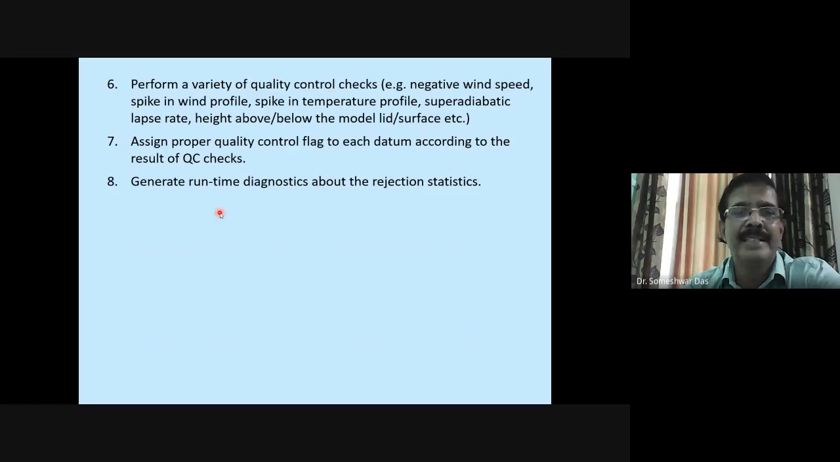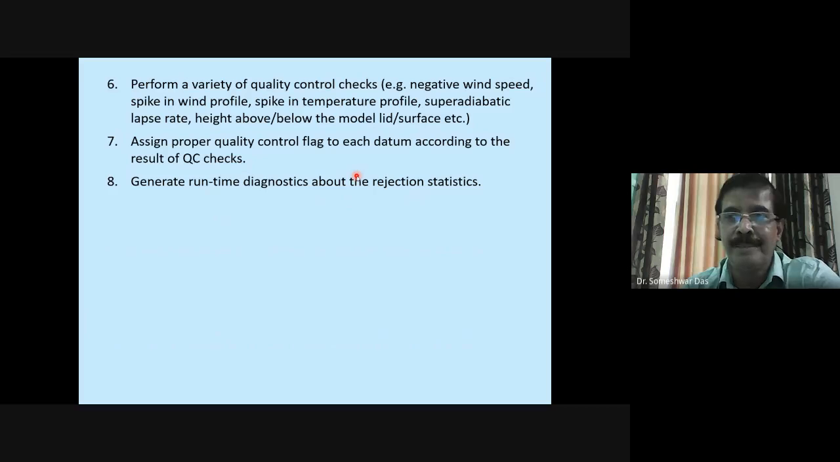Then it generates the runtime diagnostics about the rejection statistics. After doing all that, it generates how many data were rejected and how many data were accepted in the analysis system. That is important because we must know why data is getting rejected. Sometimes some data gets continuously rejected because of its bad quality, and then if we find that there is a problem in that instrument, then that instrument has to be corrected.